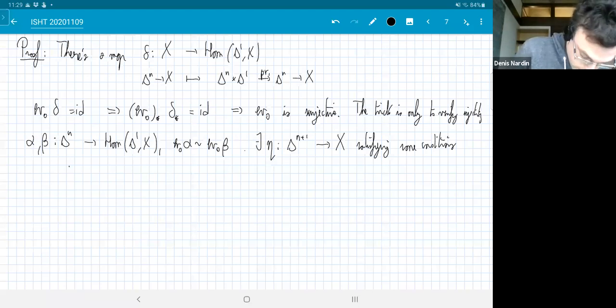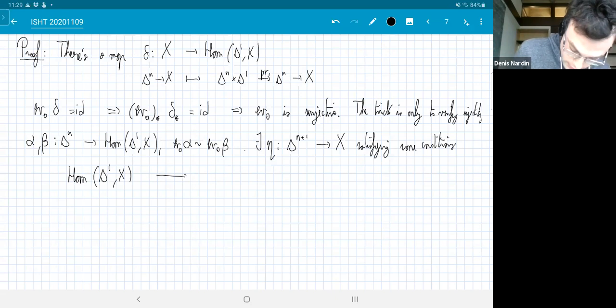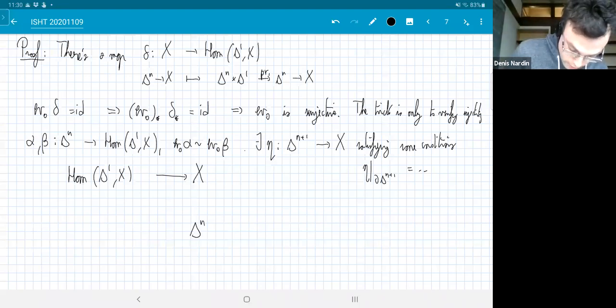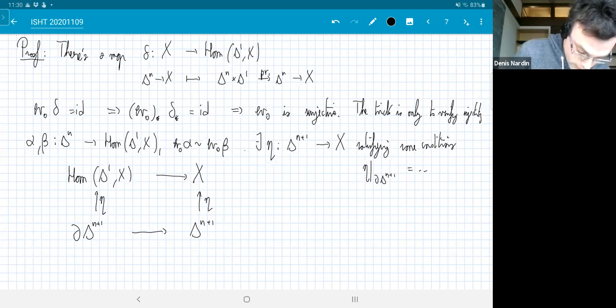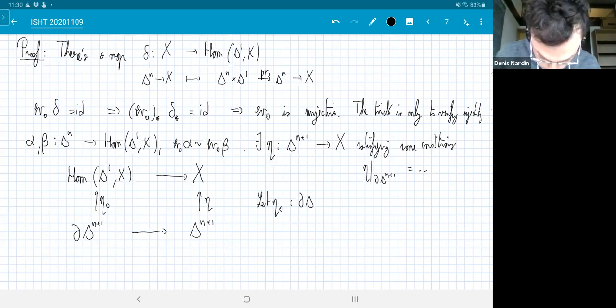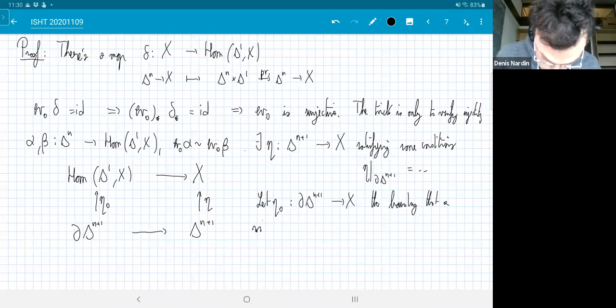And so what does this mean then? We have hom delta 1 x satisfying some conditions. By the way, that means that the restriction to the boundary is something. Sorry, no, that's the important part. The conditions are that the restriction of eta to the boundary is given by a certain formula. And so we have eta here, and we have the boundary. And let me call eta zero here the boundary that a homotopy between alpha and beta should have. Let the boundary that a witness to alpha beta should have.